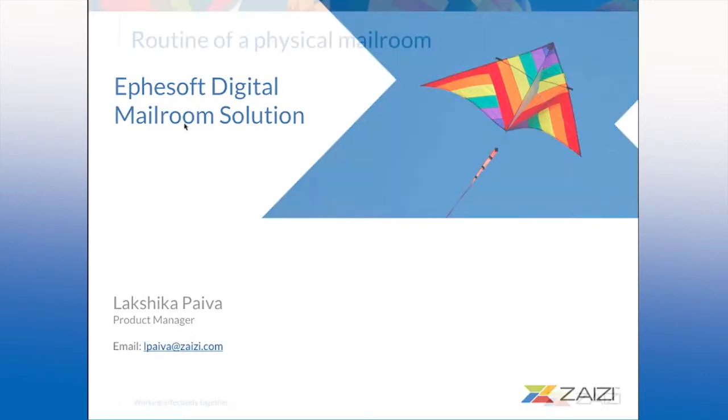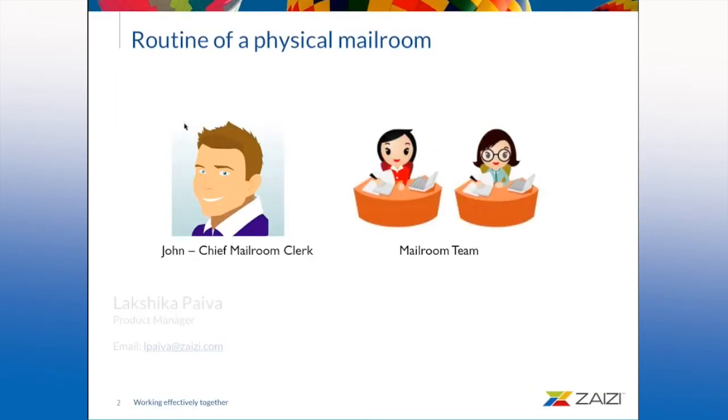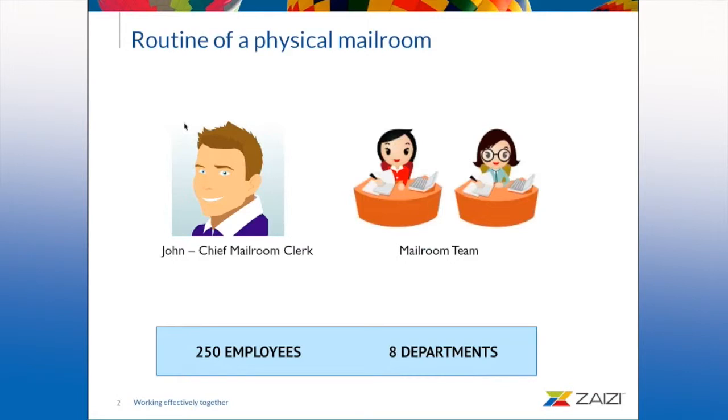So we are looking at John, who is a chief mailroom clerk in an organization of 250 employees and 8 departments. He has a team of 2 other people. So altogether, there are 3 individuals working in this mailroom, which is a fairly large organization.